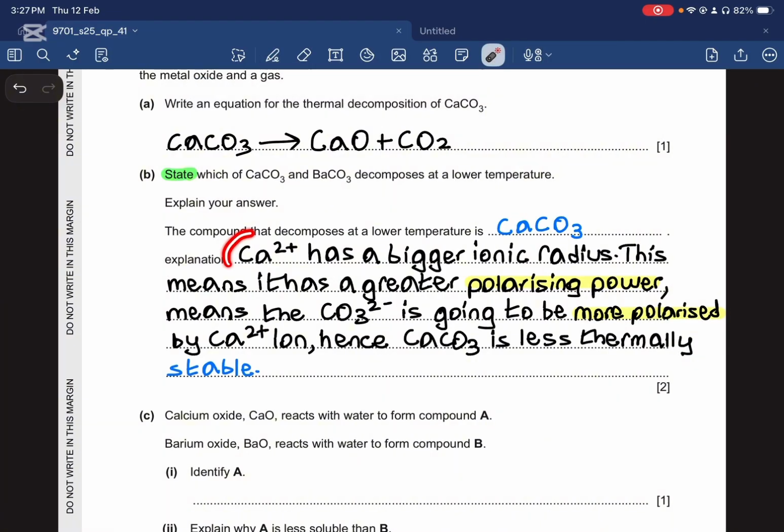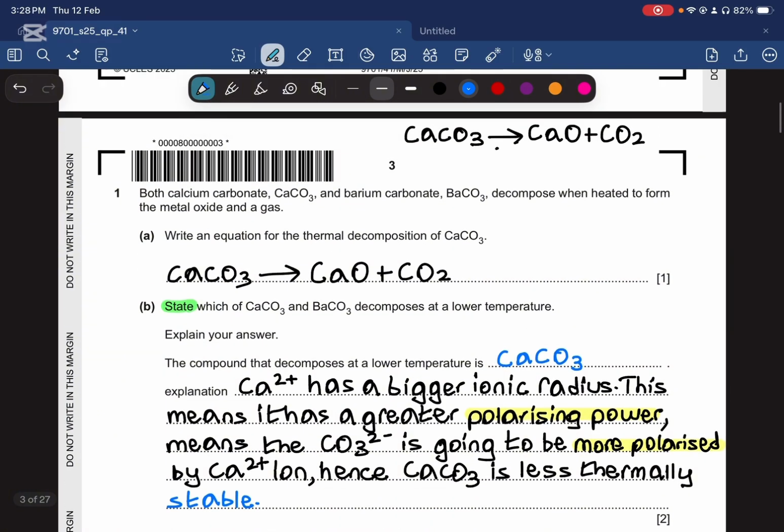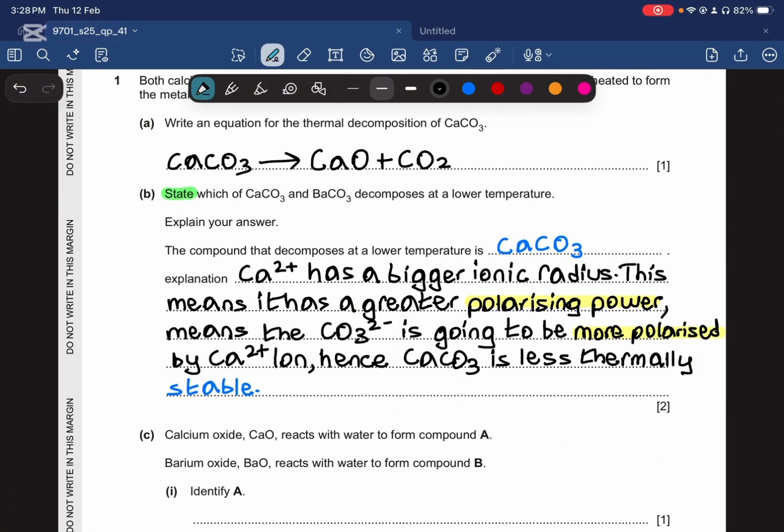And just one more thing you need to remember, whenever you talk about metal ions, let's say calcium ion and barium ion, you talk about polarizing power. Whenever you talk about the anions or the non-metal ions, you talk about the polarization. There's a difference between polarizing power and polarization. So that's all about thermal stability of group 2 carbonates. You can use the exact same definition and explanation for thermal stability of group 2 nitrates. Just replace the carbonates with nitrates. It's the exact same explanation. So those are our 3 marks right here.